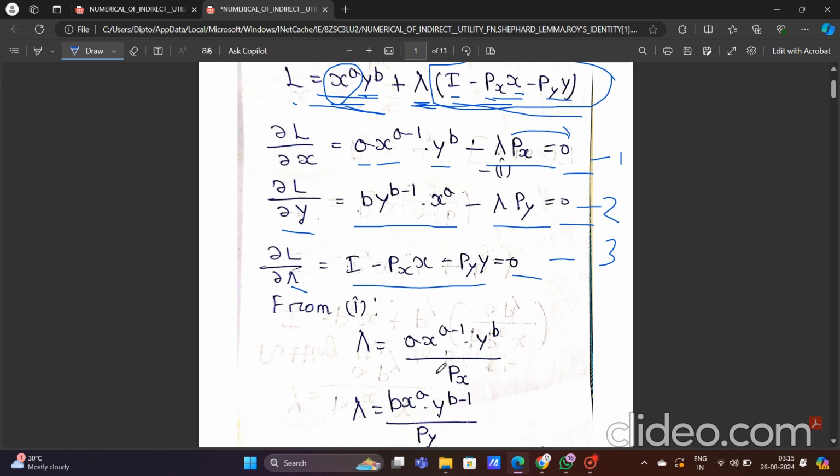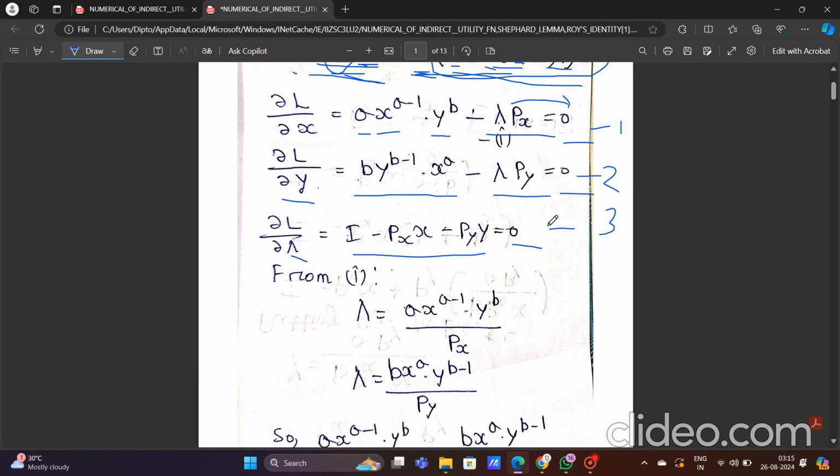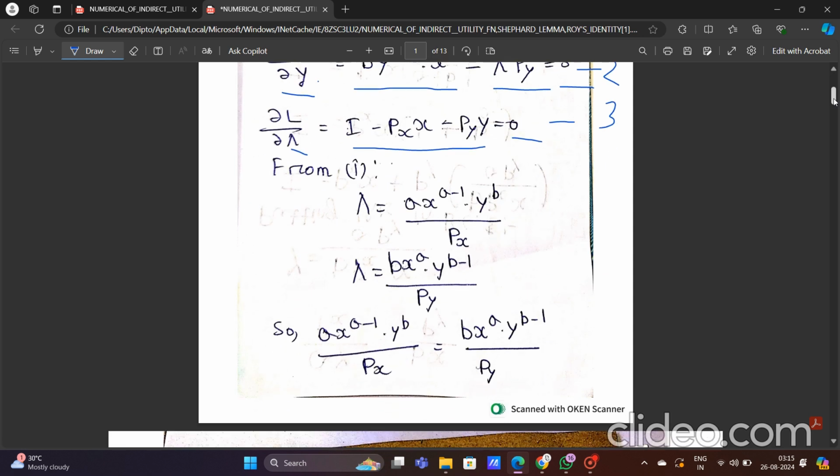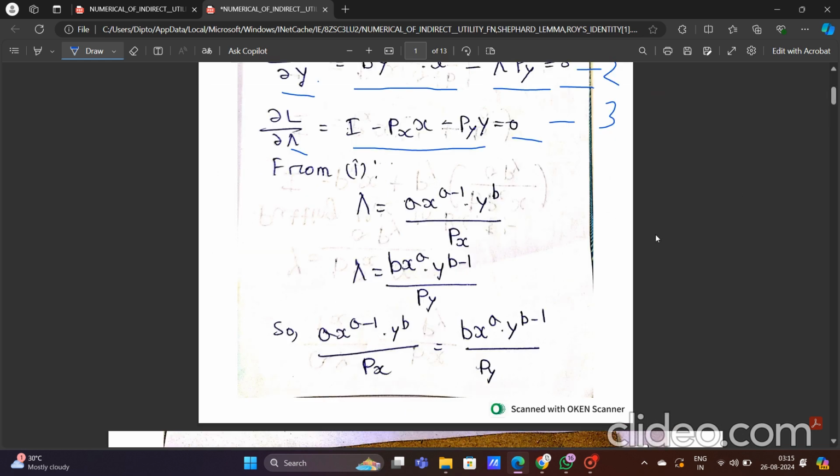In the similar way, if we take equation 2 and find the value of lambda from equation 2, then it will give us the value of b into x to the power a into y to the power b minus 1 divided by py. Now both of these are the value of lambda, right? As both of these are the value of lambda, if we compare both of these values, we will have this equation. We are just comparing those values.